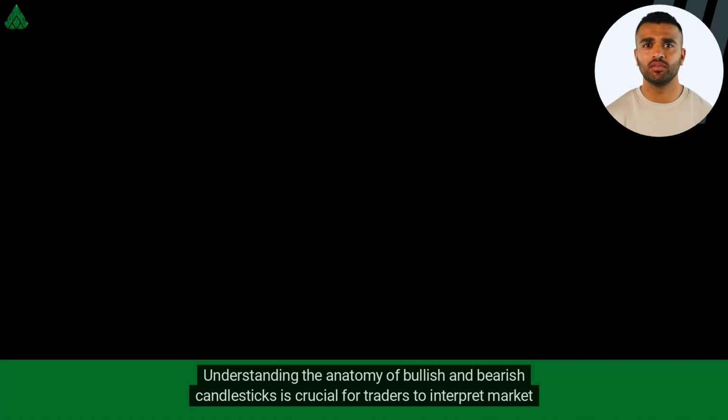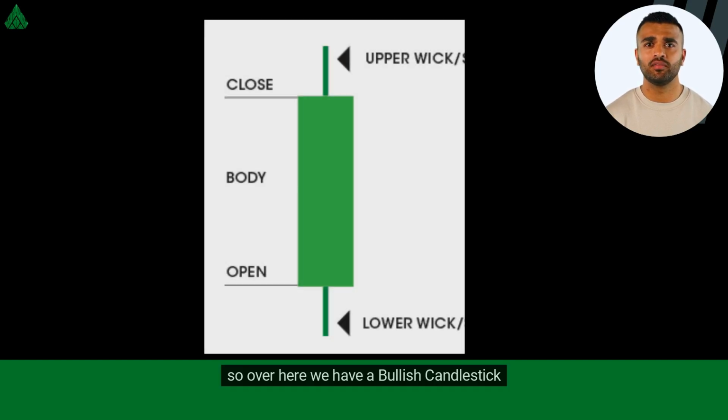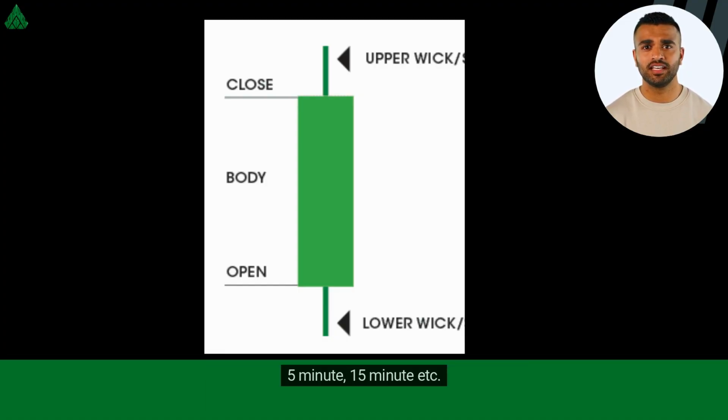Understanding the anatomy of bullish and bearish candlesticks is crucial for traders to interpret market trends and make informed trading decisions. So over here we have a bullish candlestick. A bullish candlestick indicates that the price of the asset has risen over the specified period, be it 5-minute, 15-minute, etc. Here's a breakdown of its components.